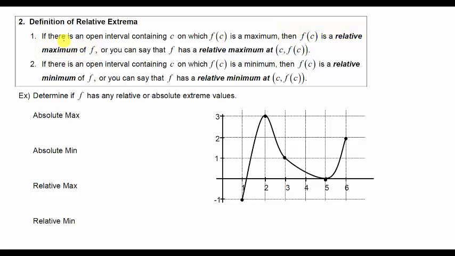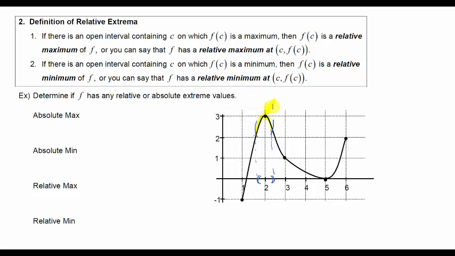It's saying, hey, can you come up with an open interval here? In this open interval, you are only looking at a very little neighborhood, only the graph from here to there. It doesn't matter how small it is. If you can come up with an open interval such that this value is the highest value in that open interval, then we're going to call it a relative maximum.